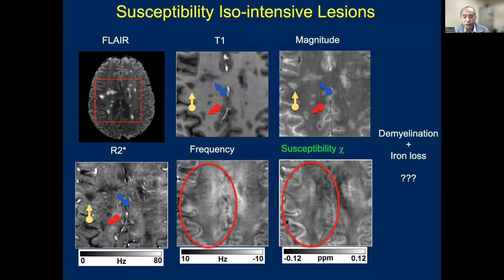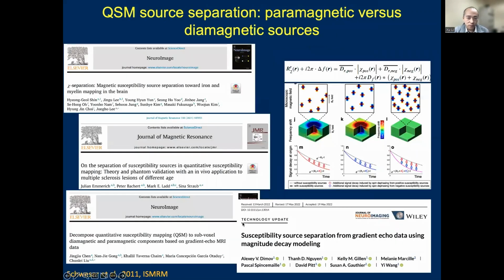But of course, it would be ideal if we can tease apart the contributions from brain iron and myelin using the MRI contrast that we can see directly. So actually, the idea of QSM source separation has been in the field for many years, but was actively pursued in the last couple of years, leading to multiple papers.